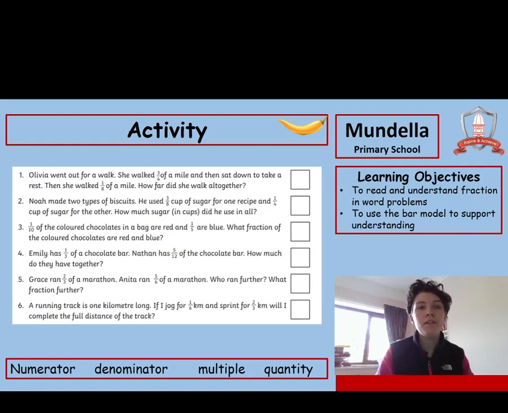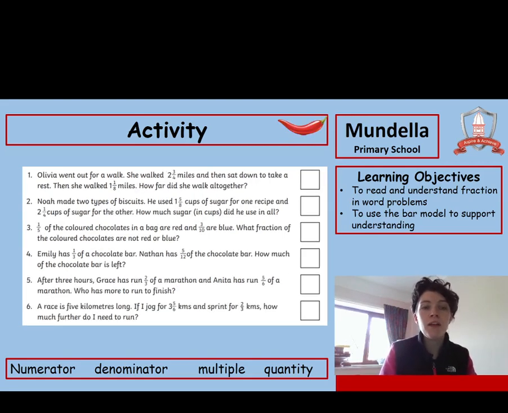Yellow chili peppers, you're going to have a go at these questions on the screen. Please note that some of the fractions do not have the same denominator. So you're going to have to find the lowest common multiple to make sure that the denominators are the same. Again, use the bar model, draw a picture to represent the problem if that's helpful to you.